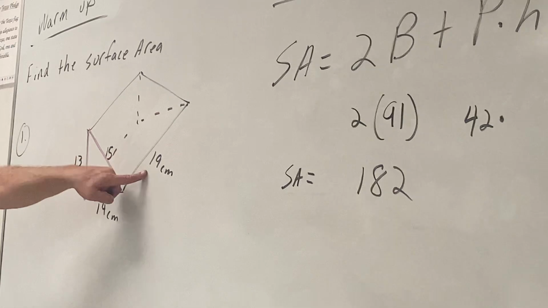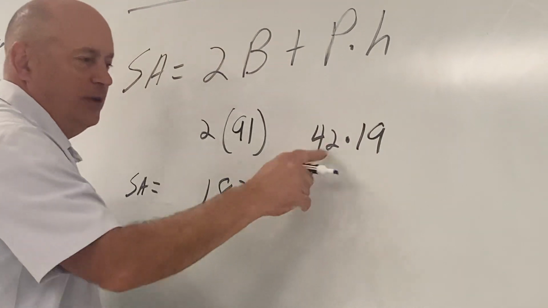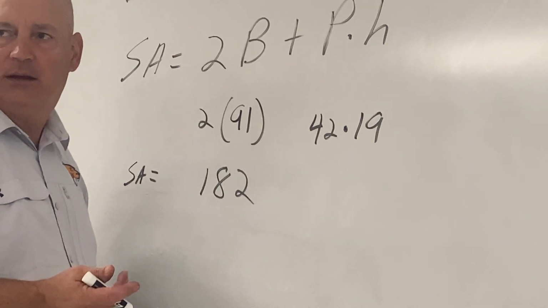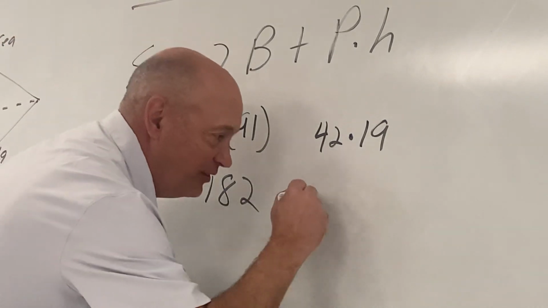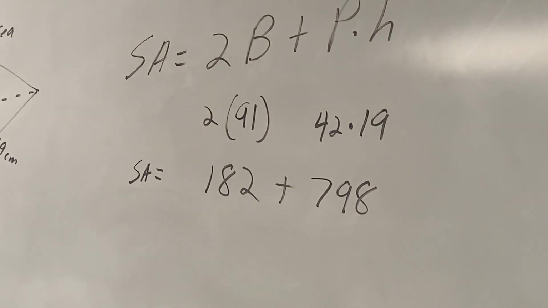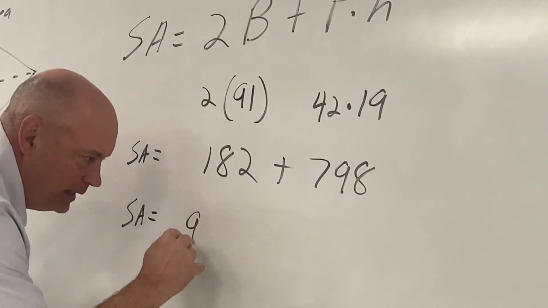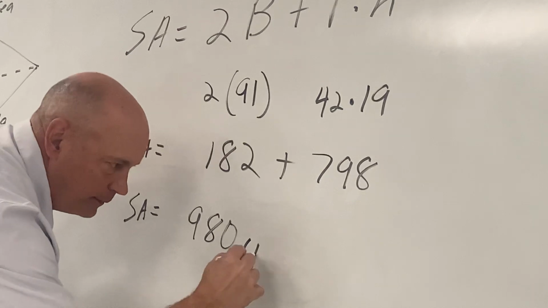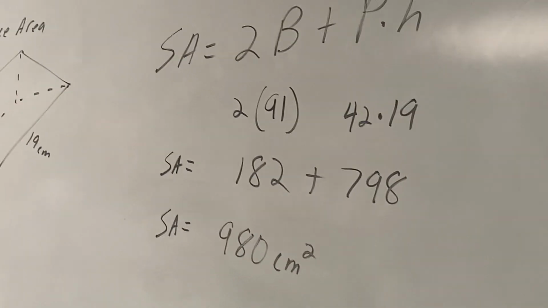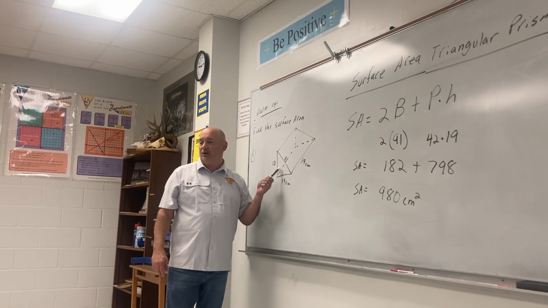19. It's the number we haven't used yet, 19. All right, what's 42 times 19? 798. Y'all verify that. Yes, it is. What's 798 plus 182? 980. Yes, 980 centimeters squared. Okay, questions?